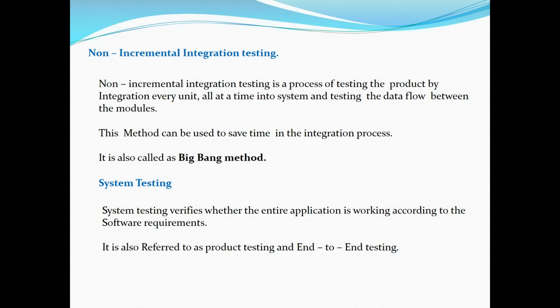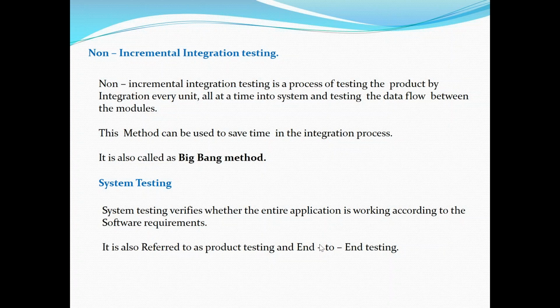Sometimes we call it, if someone says, can you please do the product testing, it means we need to test the entire application. End-to-end testing means each and everything you need to test. System testing is also referred to as product testing, or end-to-end testing, or E2E testing. Clear, right? So if anyone asks you to do system testing, or product testing, or end-to-end testing, we need to check the entire application.